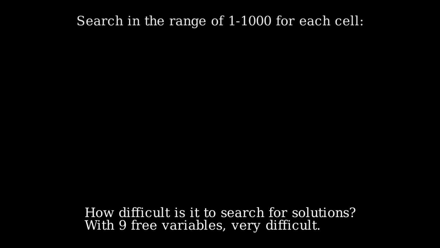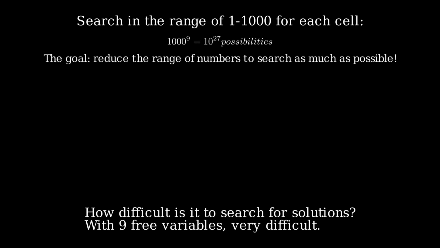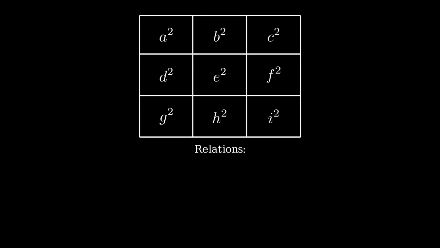A naive brute force search for solutions is very difficult. There are 9 free variables here. Even searching from 1 through 1,000 gives us 10 to the 27 possibilities. I'm going to guide you on this long journey of this problem and what I ended up figuring out. I'm going to label each cell here from A to I.